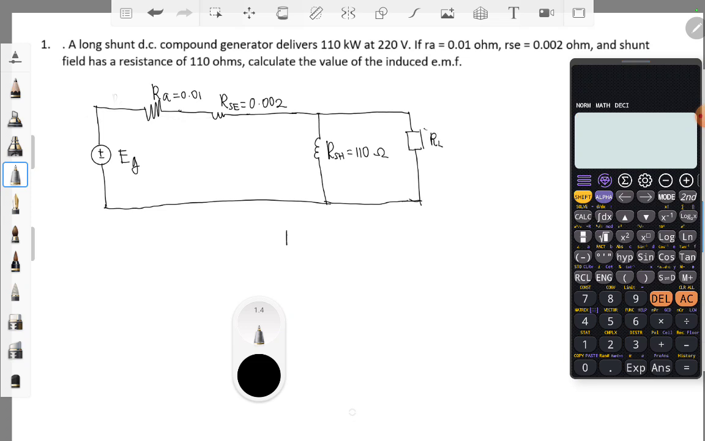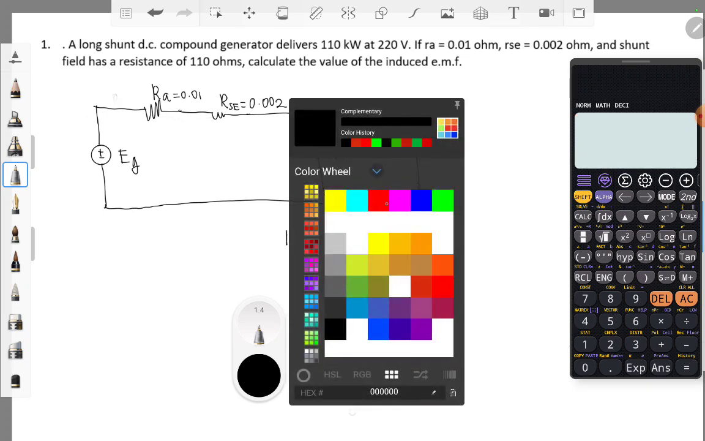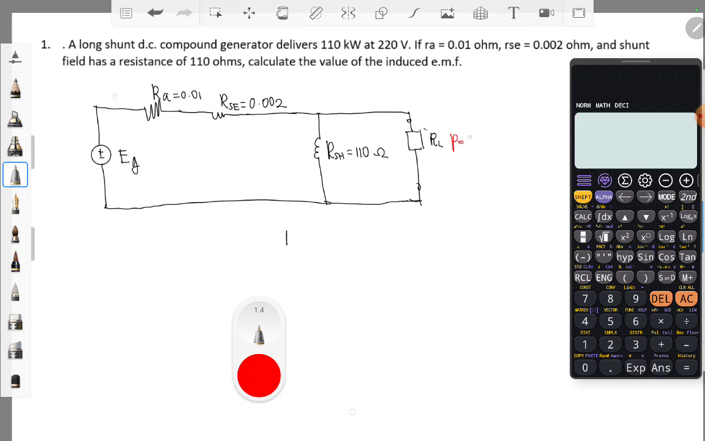Now the load takes 110 kilowatt power, so therefore the power consumed by the load is equal to 110 kilowatt. And it was further mentioned that it has a terminal voltage of 220 volts. So the question is about the induced EMF, but how will we solve this?